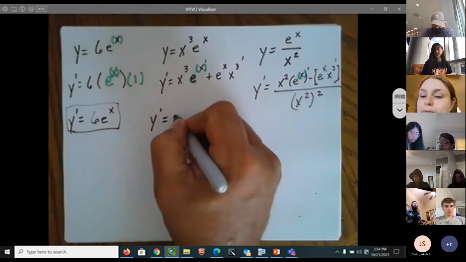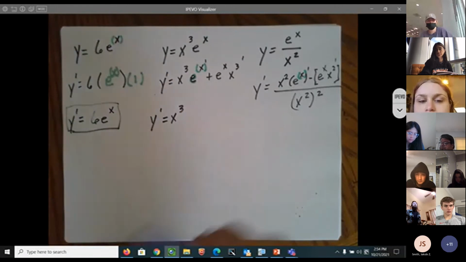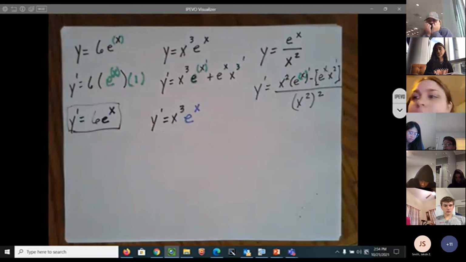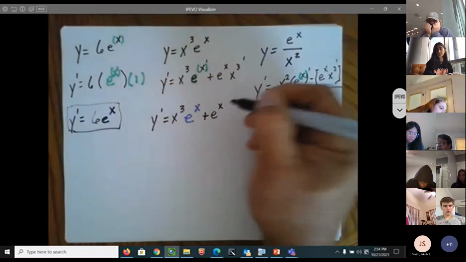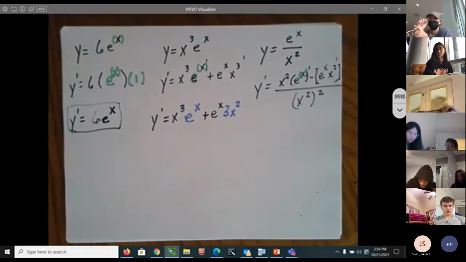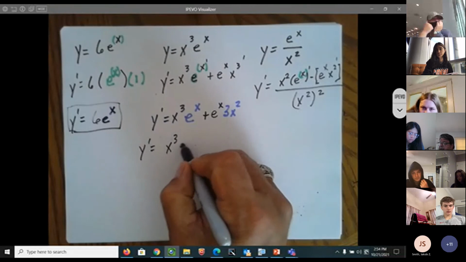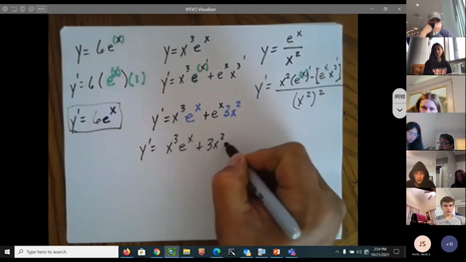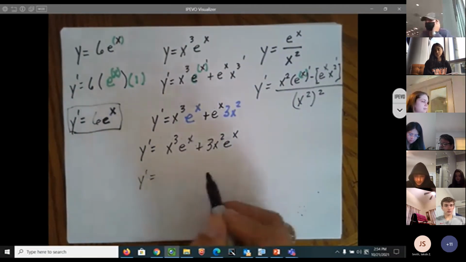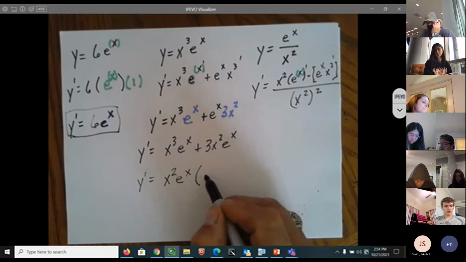y prime is equal to x to the third e to the x, I'll just put that in blue. Same here, can't see it, but e to the x plus e to the x times 3x squared. And y prime is equal to x to the third e to the x plus 3x squared e to the x. And I'm going to factor out what I want to. So y prime is equal to x squared e to the x, and then that's going to be x plus 3.